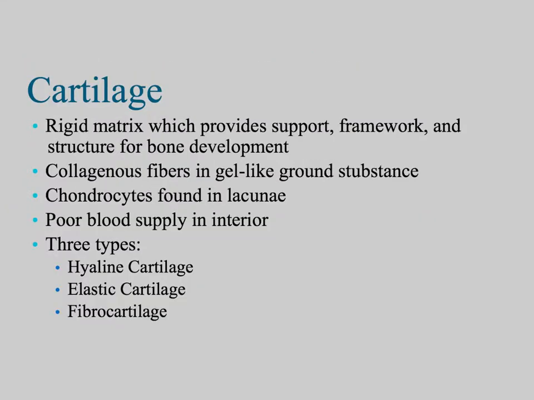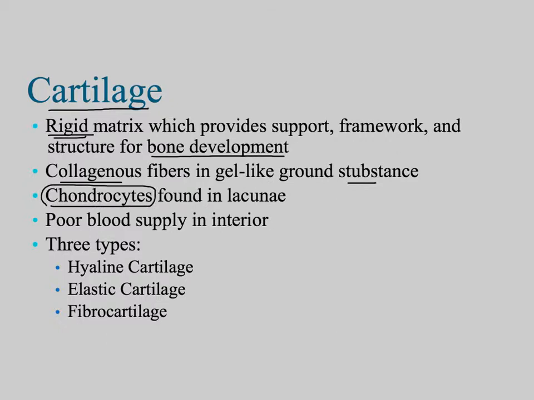And then we get to cartilage, one of the specialized forms of connective tissue. This is a very tough and rigid type of connective tissue. It provides support and framework and a very important role in bone development for babies. You have collagen in a gel-like substance, and the types of cells that are found in cartilage that make cartilage are called chondrocytes.